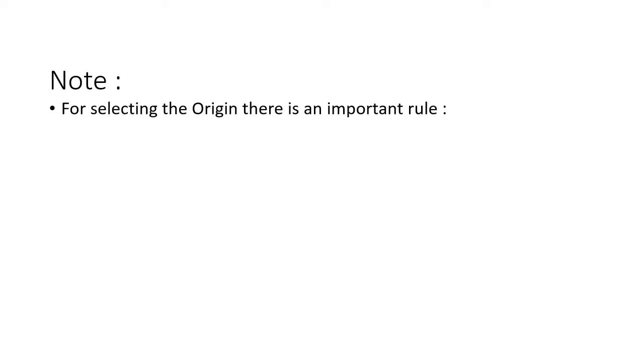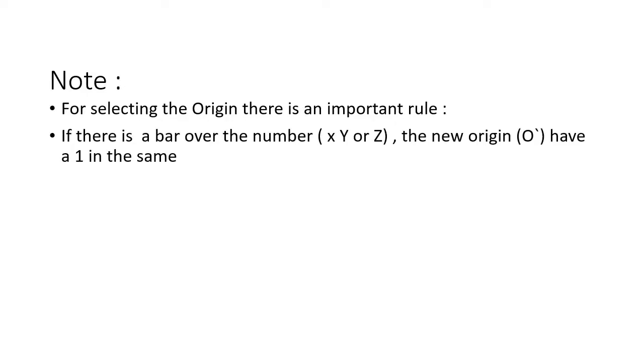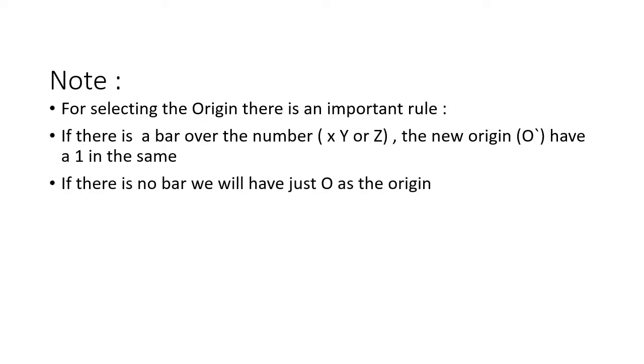So now we have one important note. For selecting the origin, there is an important rule. If there is a bar over the number x, y, or z, the new origin O' has a 1 in the same position. If there is no bar, we will have just O as the origin. So what does it mean?